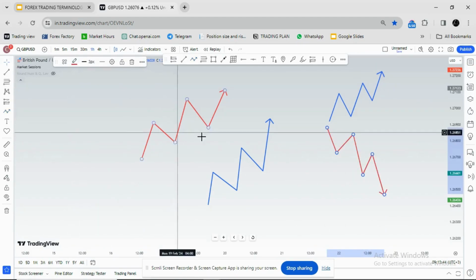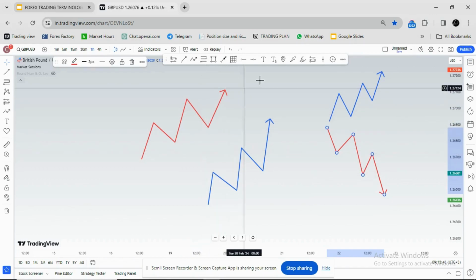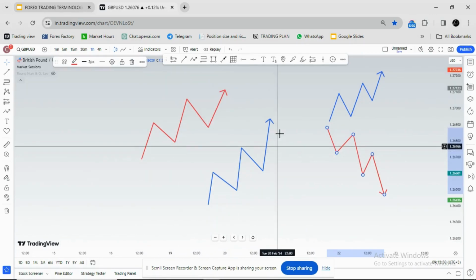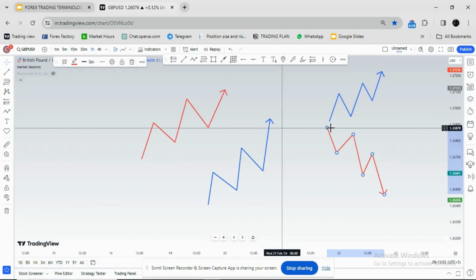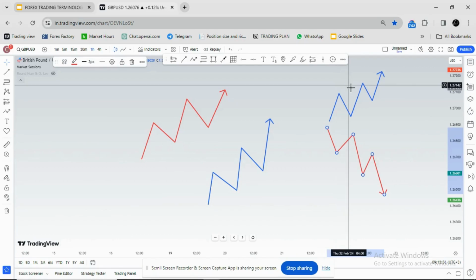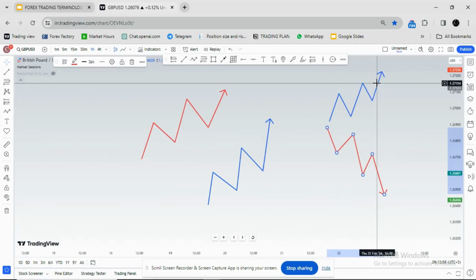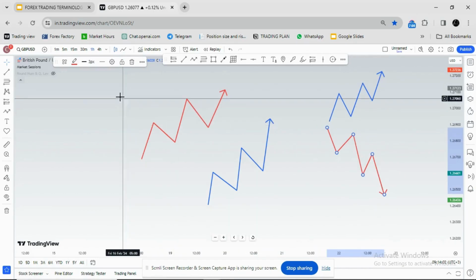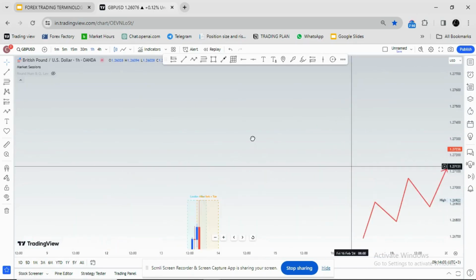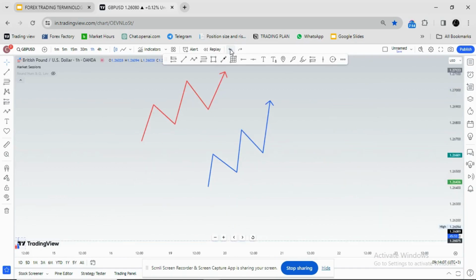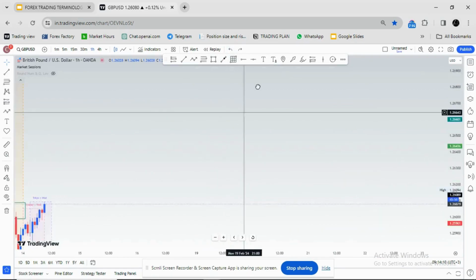Let me use color red. So these ones are positively correlated, right? When the first one is on an uptrend, the second one is also on an uptrend. But if two pairs or two assets are negatively correlated, when one is on an uptrend, the other one is on a downtrend, and the vice versa also happens to be true. That is what we mean by correlation.